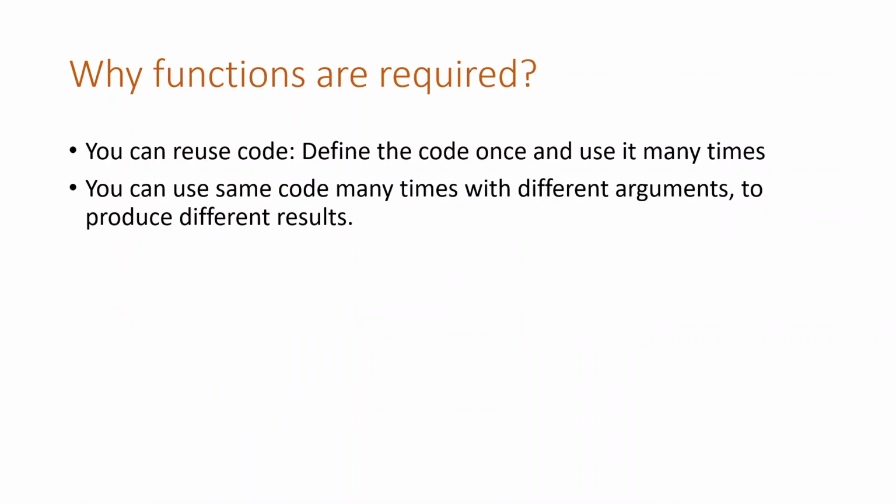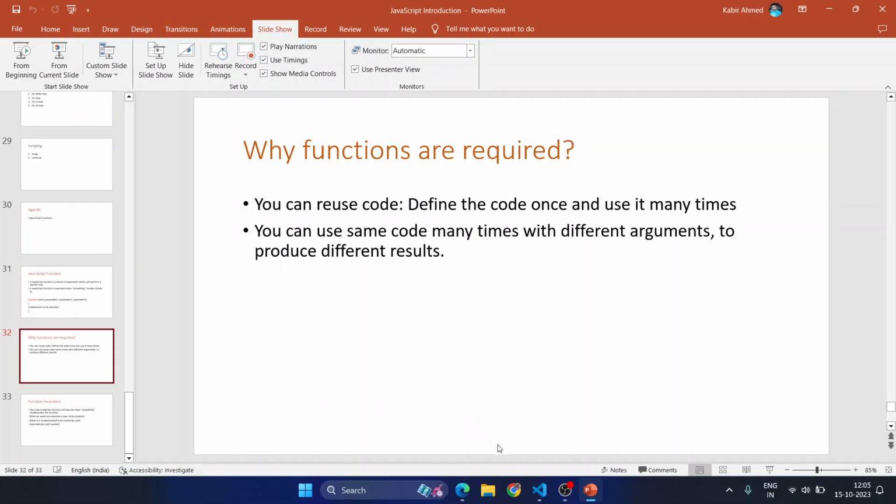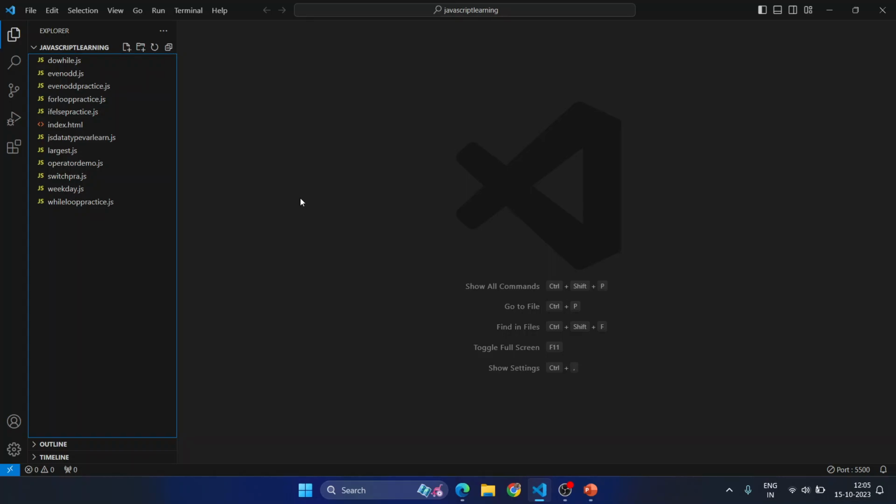So why are functions required? Whenever we write reusable code, or any operation we have to do multiple times, instead of writing the same code multiple times, we can create a function, and whenever required we can run or call it to perform that action. So we'll see it practically. Let us come to Visual Studio.